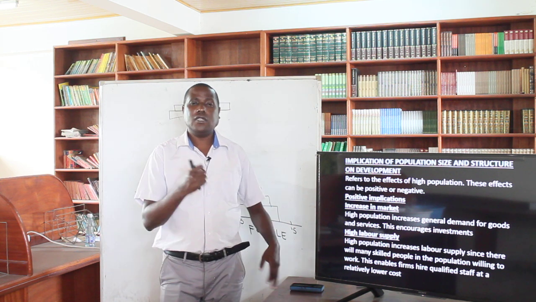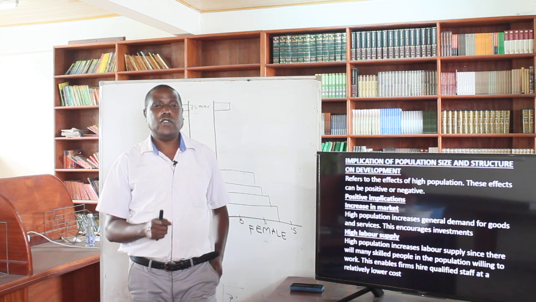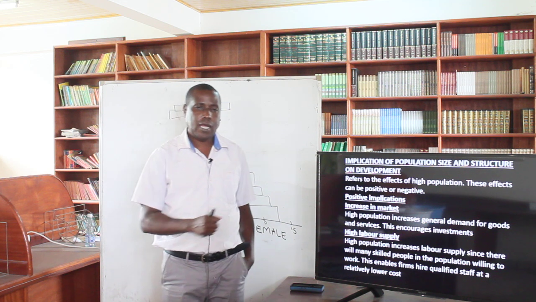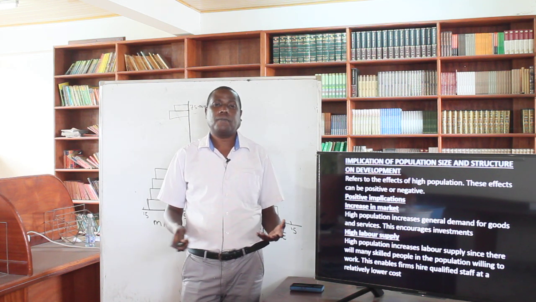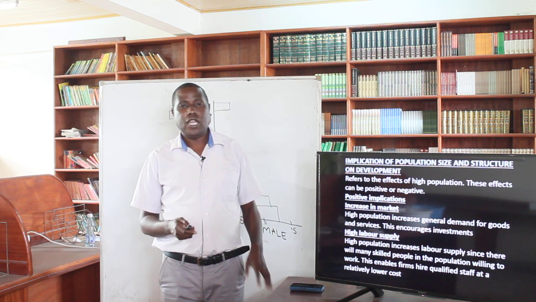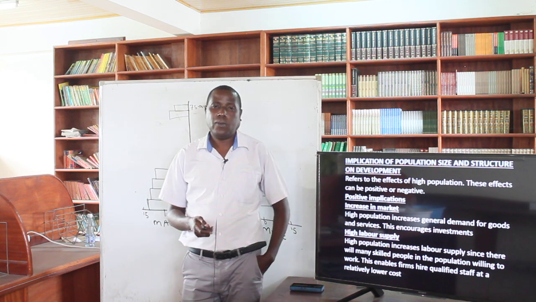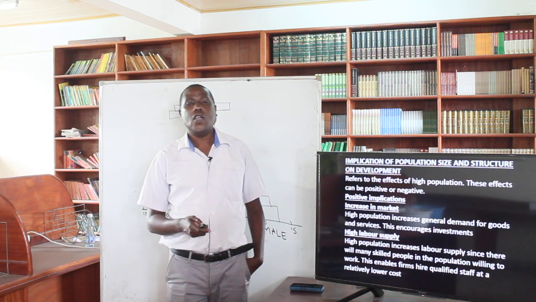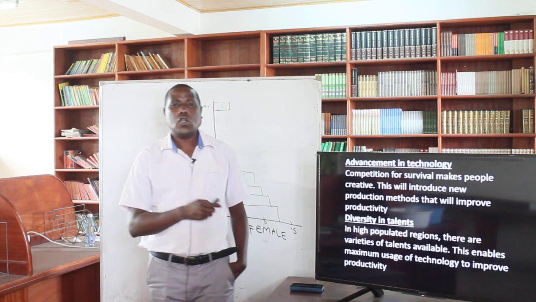One, there will be increase in market. So high population increases general demand for goods and services. This encourages investments. Number two, high labor supply. When there's a higher population, there will be high labor supply, because we are saying that high population increases labor supply since there will be many skilled people in the population willing to work, and this enables firms to hire qualified staff at a relatively lower cost.